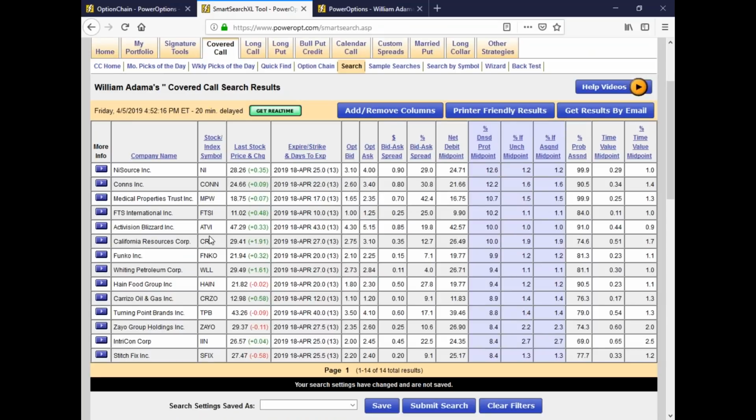Okay. So I'll just take ATVI. This is not a recommendation again, but I could buy the stock at 47.29, sell the April 43 call. Oh, it's nowhere near my return goals. So here's a better one. This one here, Turning Point. I'm sorry, I don't even know what they are. 43.26, sell the 40 call, 8.8% downside protection, 2.2% return if assigned. Turning Point Brands, 8.4% downside protection.